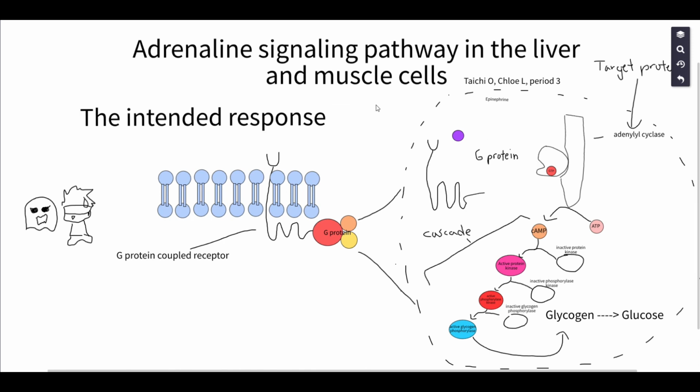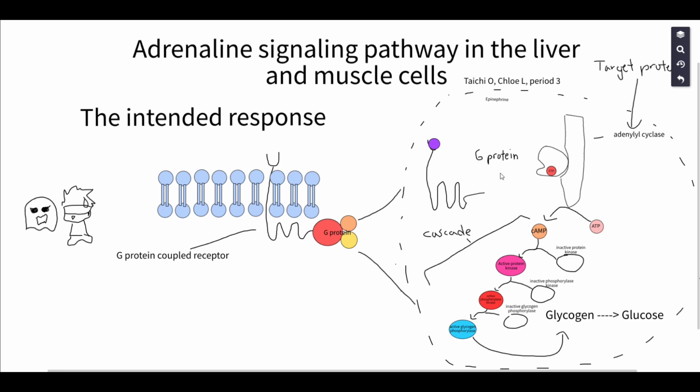Okay, the intended response of the signaling pathway. The intended response of adrenaline signaling is the release of the hormone epinephrine, which binds to a G protein coupled receptor, which is located in the liver and muscle cells. There are multiple of these receptors in different parts of the body, but in our presentation, we are just going to cover the liver and muscle cells.